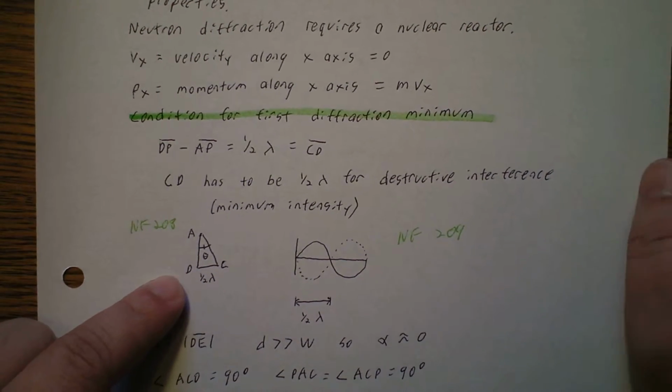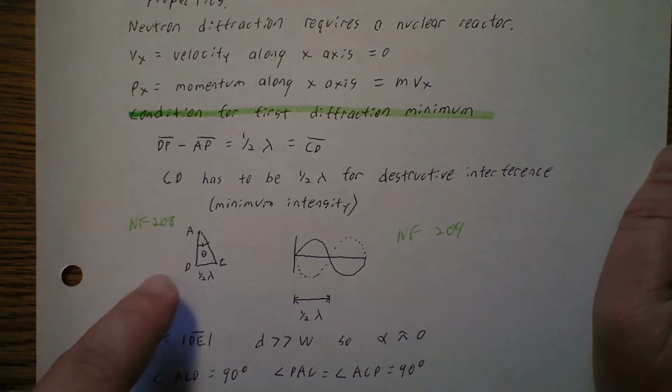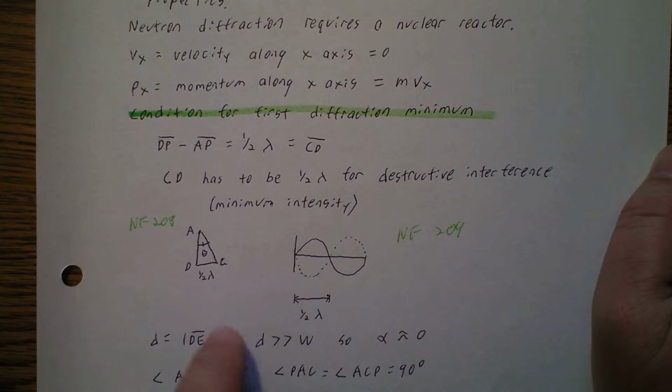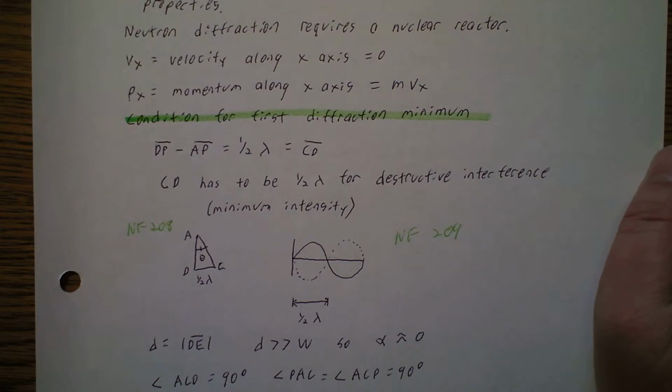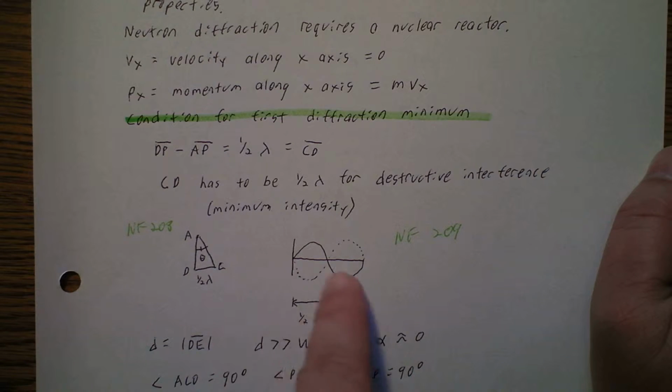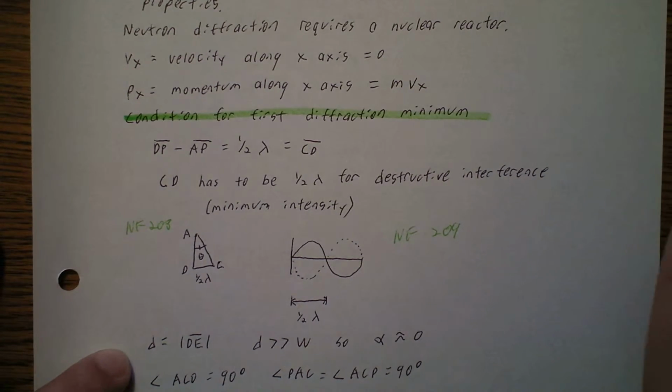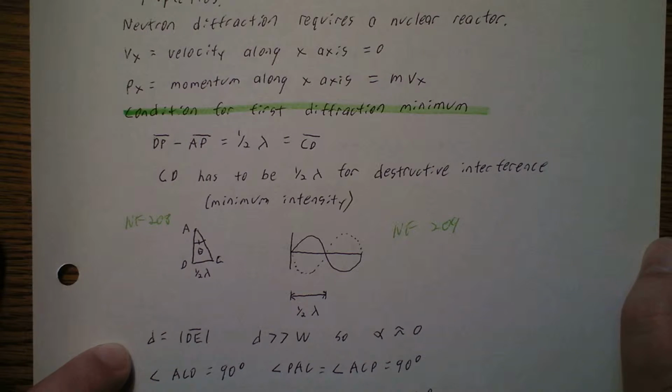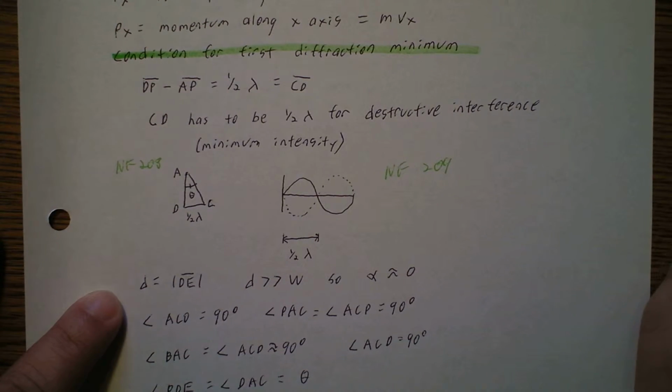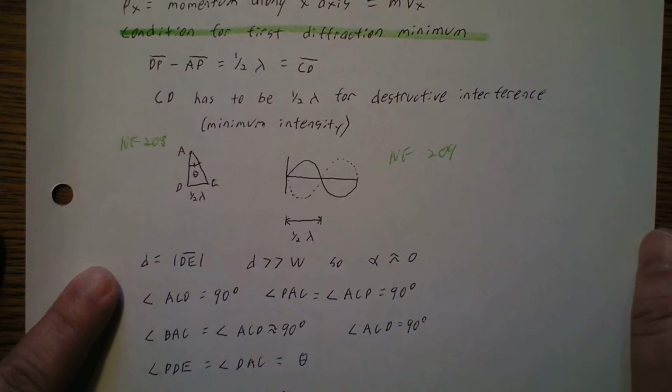So here's the graph we're talking about. Here's ACD, here's the angle theta. The difference between C and D is 1/2 lambda. Or here's another way of showing it: 1/2 lambda is basically 180 degrees of the wave. Obviously the wavelength would be a full 360 degrees. We'll be using degrees instead of radians. We don't want to confuse our pi's.